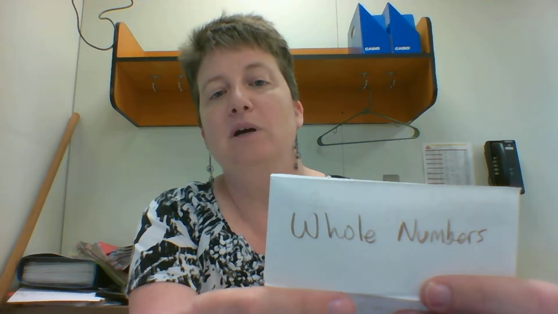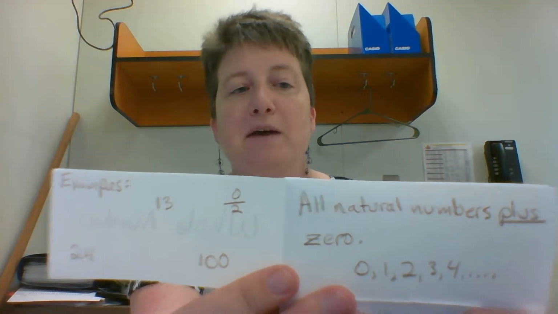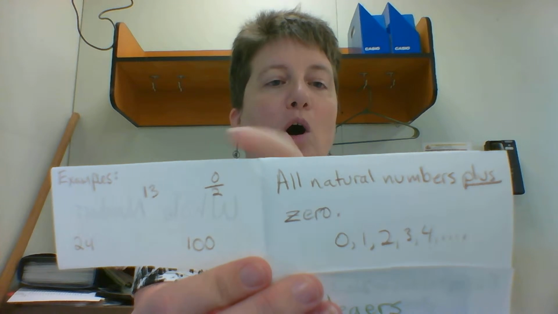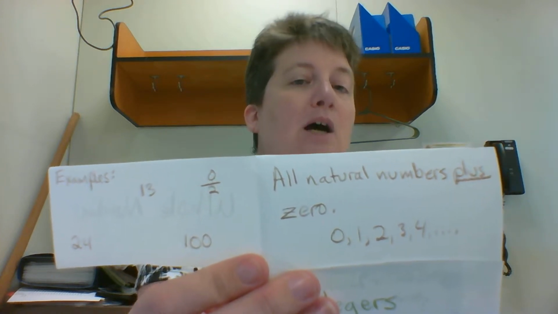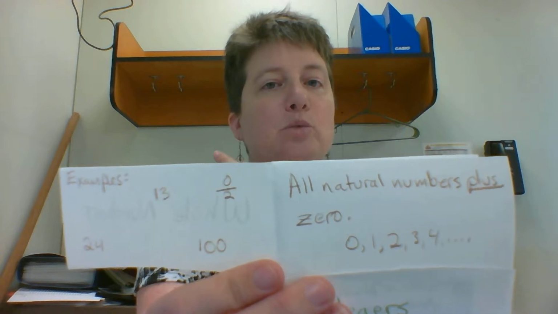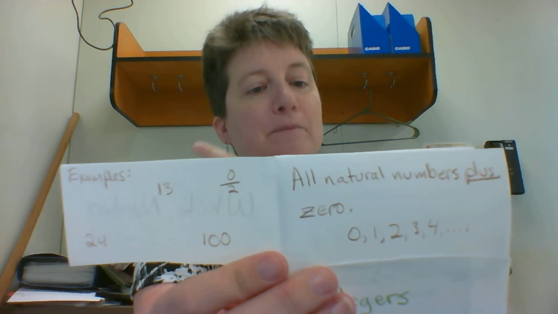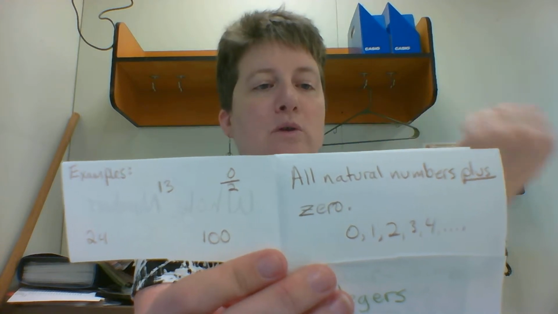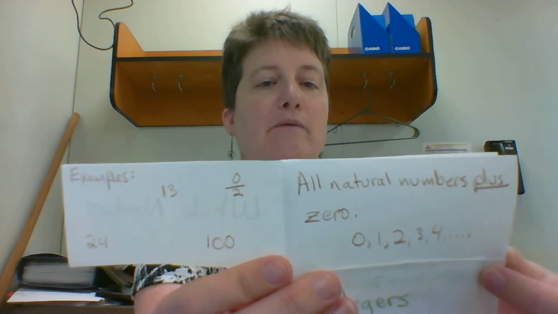The next set of numbers we're going to look at is our whole numbers. And our definition of whole numbers that you have in the foldable is that it's all of our natural numbers plus the number 0. So now when we count, we're going to start at 0 and count up from there. 0, 1, 2, 3, 4, 5, etc. And those are our whole numbers.